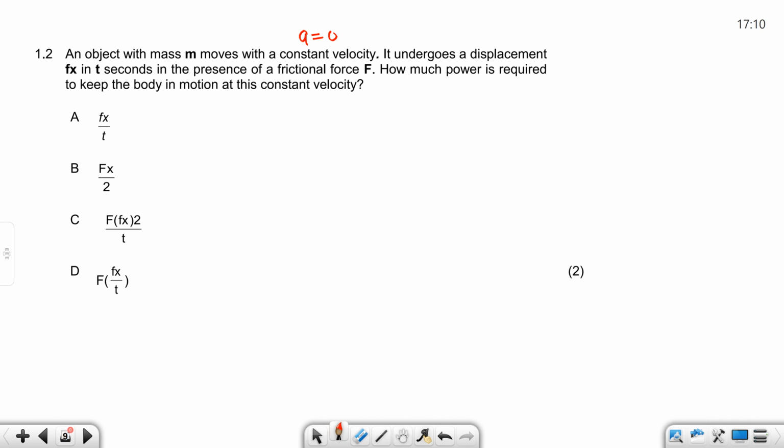How much power is needed at constant velocity? We're looking for power. Now, if you check your formula page, what's the formula for power for motion? Power equals what? Check your formula page. You'll find that power is average force times velocity. Okay, so we have object m moving at constant velocity. It undergoes a displacement.